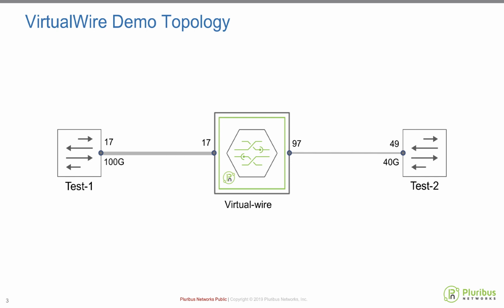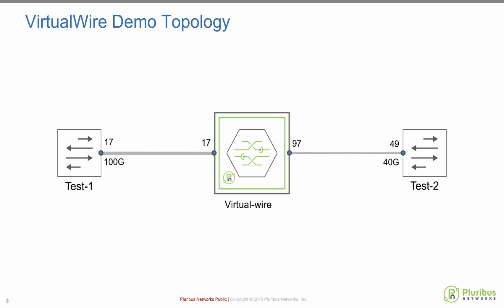From a physical standpoint, switch test 1 port 17 is connected to the virtual panel, also port 17. These are 100 gig ports. On the right, switch test 2 port 49 is connected to port 97 on the virtual panel. These are 40 gig ports. Now remember, when using VirtualWire, you don't need to be concerned with matching port speed types or media types of your network devices.